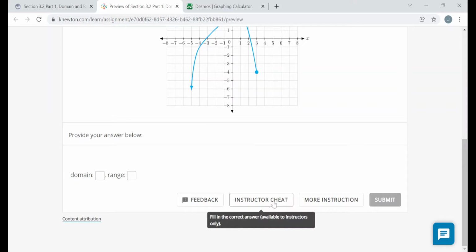You will not have the instructor cheat button, but you will have the more instruction button, which you can click on if you're struggling with a particular topic. It'll take you to a page with further reading or videos or both, and then you'll be given questions related to that instruction, and you can work through the assignment that way if you wish.